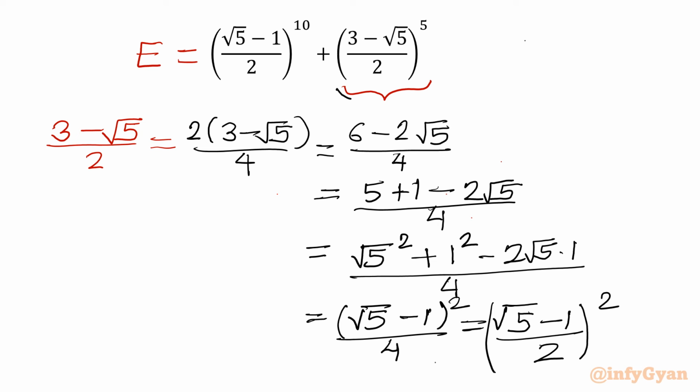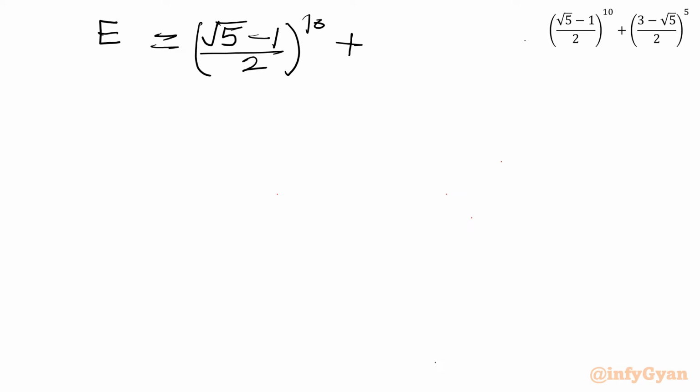Now let us replace this second bracket by ((√5 − 1)/2)². So our expression will become ((√5 − 1)/2)^10 plus (((√5 − 1)/2)²)^5.